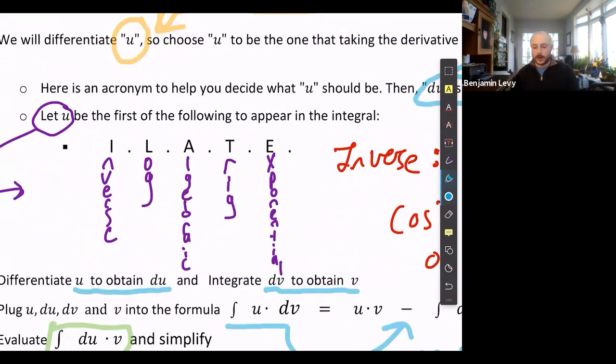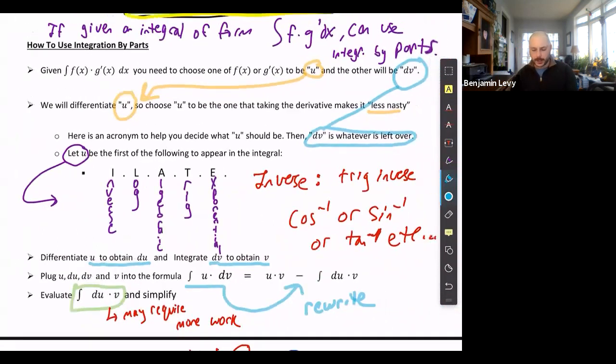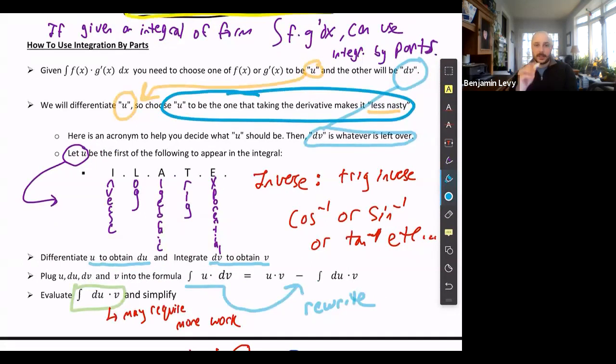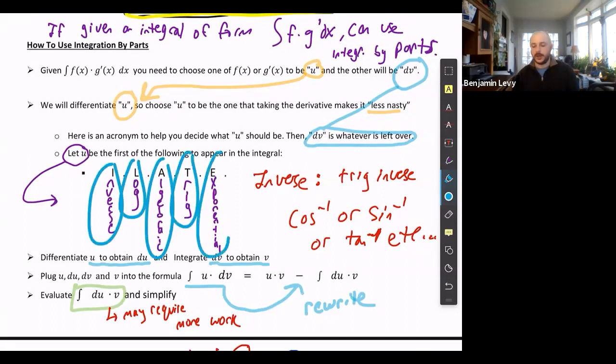Because the goal here, we talked about this last time, is that taking the derivative of u should make the derivative less nasty, or the integral less nasty. In other words, it should get better when you take the derivative. And so we go through these one at a time: inverse, log, algebraic, trig, exponential. And whichever one comes up first, that's u.